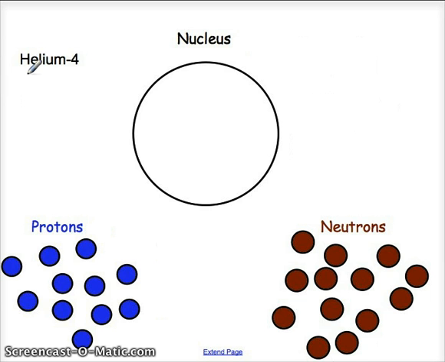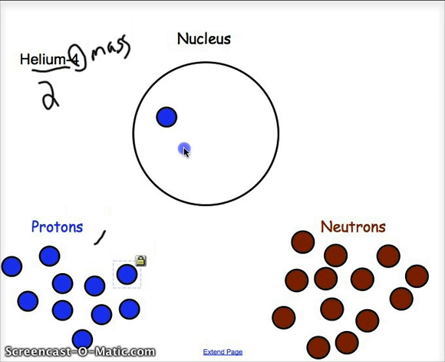We'll use our periodic table to help us remember that helium has an atomic number of 2. When you see the word helium followed by a number, that number represents the mass number. So we need to make a model of the nucleus of a helium-4 atom. Since it's helium with atomic number 2, it must have 2 protons. So I'm going to add 2 protons to the nucleus.